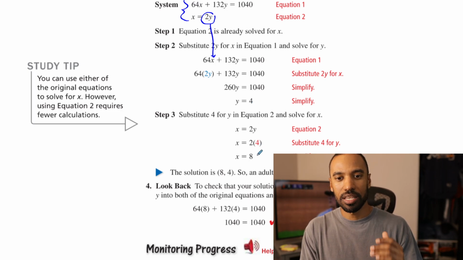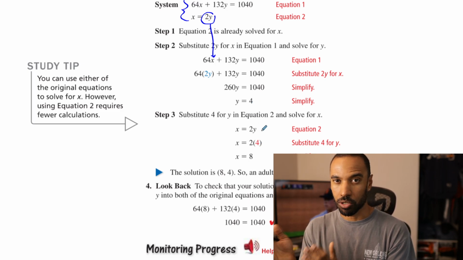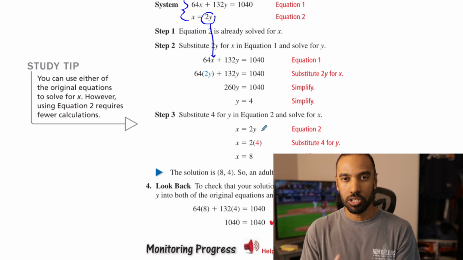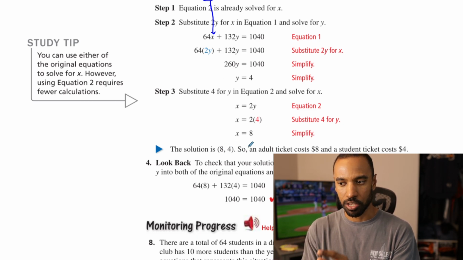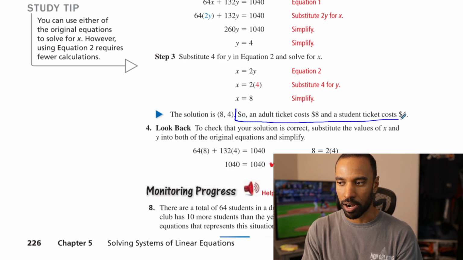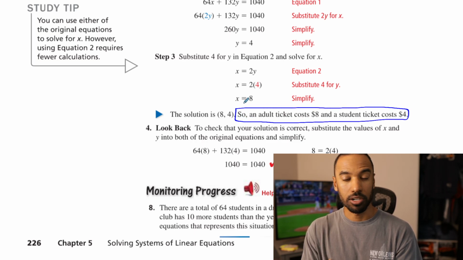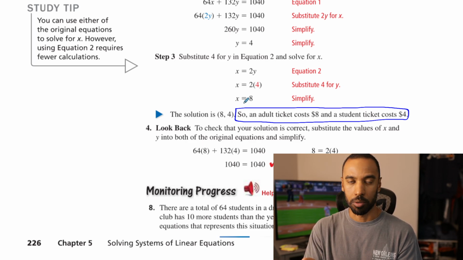So this 4 and this 8 were not how many adult tickets and student tickets, but the cost of each. Each adult ticket costs $8. Each student ticket costs $4. This is how you want to write our final answer. Ordered pair doesn't really matter this time for word problems.